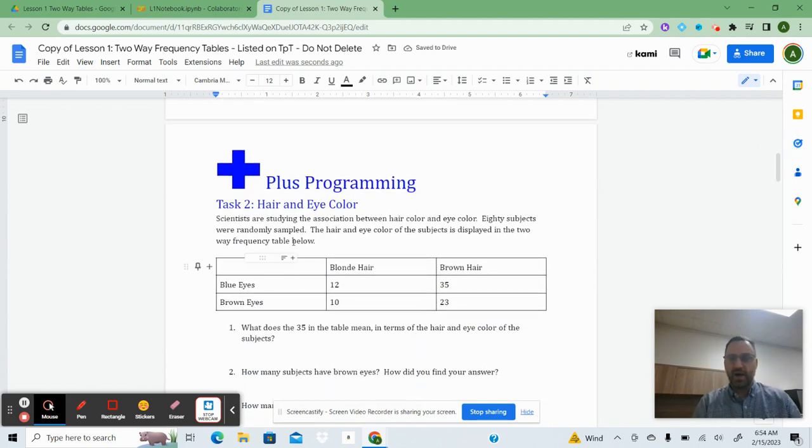Here, we have hair and eye color. So someone has blue eyes, brown eyes, blonde hair, brown hair. What does the 35 in the table mean? That is telling us we have 35 people who have brown hair and blue eyes.